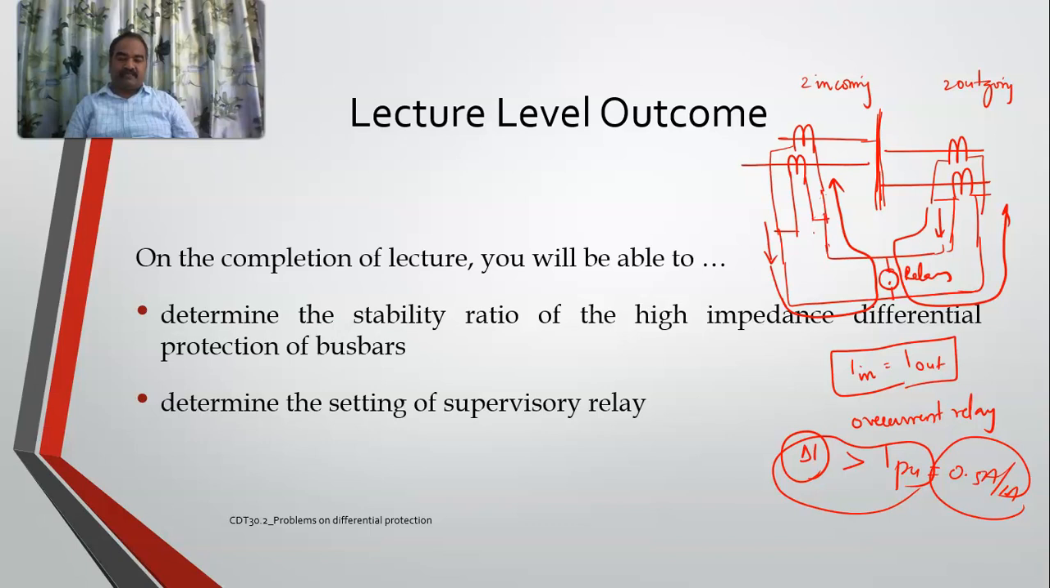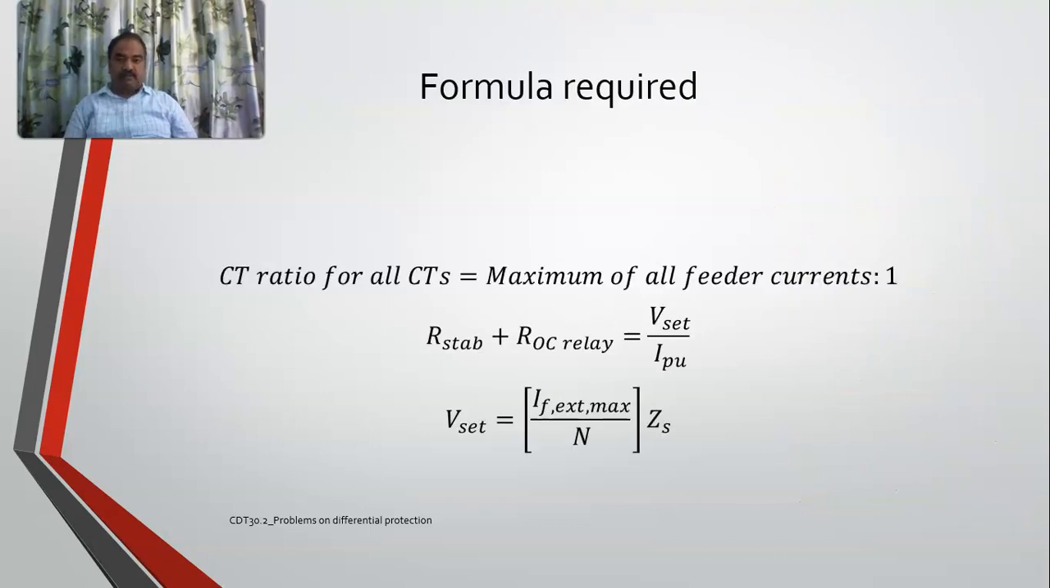So, in today's class, we will try to determine what is the maximum external fault current for which your bus bar remains stable and thermally stable also, and the minimum fault current which can be detected by a differential protection scheme. And the ratio of these two is called the stability ratio. That also we'll try to determine today. So before moving on to the problems on this one, let us try to note down some important formulae.